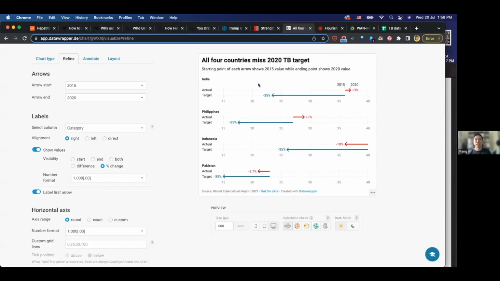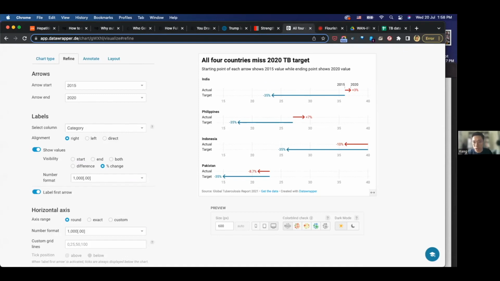you can see that India still has the highest rates for TB, right? Sorry, this is the mortality rate for TB. And Pakistan has the lowest, something like 20 something, among all four countries.